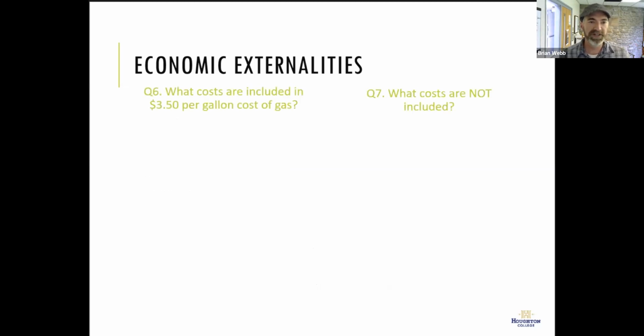Okay, last two questions here. Economic externalities. So answer me this, and I think it's already even gone up from 350. I had that on there from a little bit ago. Who knows what this is going to look like when you're watching this in the fall. But question 6, what costs are included in the $3.50 per gallon cost of gas?